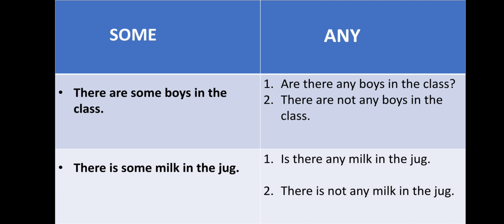Okay, next example. There is some milk in the jug. Is there any milk in the jug? There is not any milk in the jug.